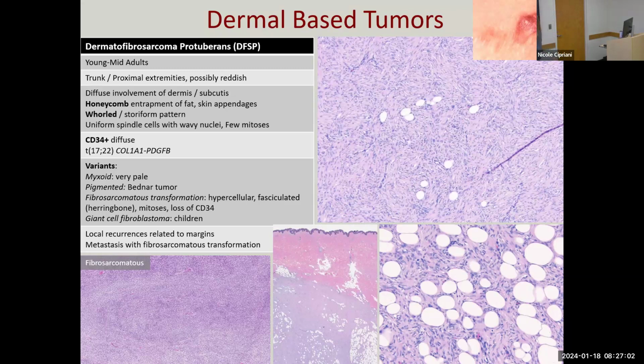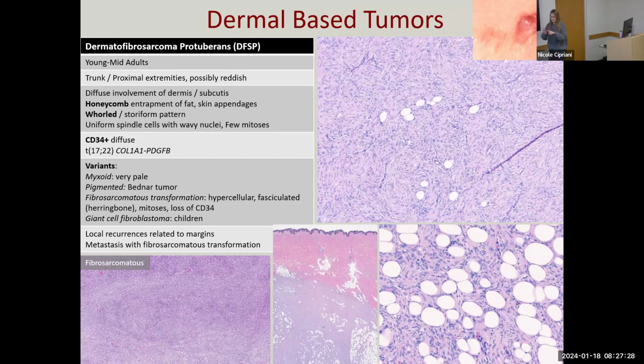And what was I going to say? Oh yeah, CD34 should be diffuse and strong. What we should always look for in DFSPs, however, are areas of fibrosarcomatous transformation. Like I said last time when we were talking about fibrosarcoma, it's these long sweeping herringbone-like fascicles rather than these short, tight intersecting storiform fascicles.